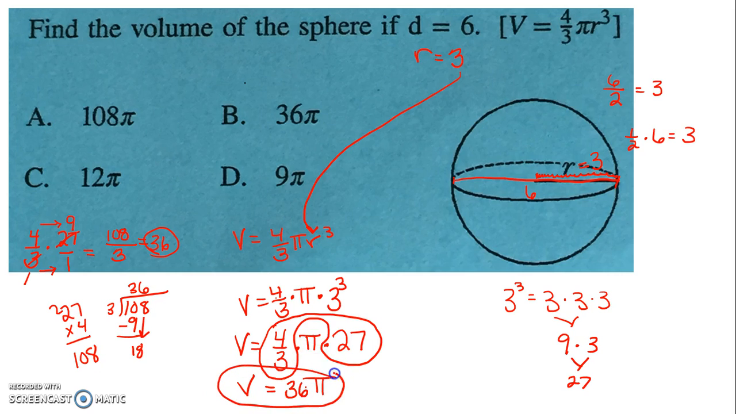Please make sure in your work you don't lose that pi. Pi is an actual number, 3.1415926. I think I'm making up some of those digits, and on and on and on. If they asked you to round, you would need to know that. But they don't. They leave it in terms of pi. So letter B is the answer.